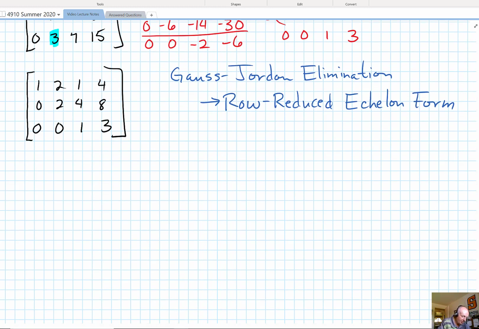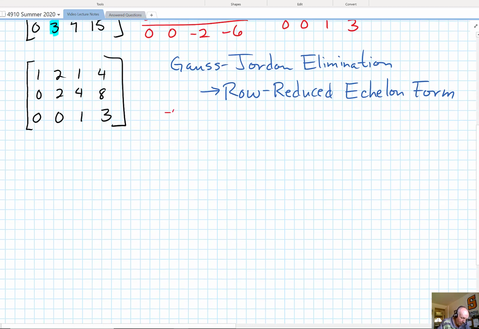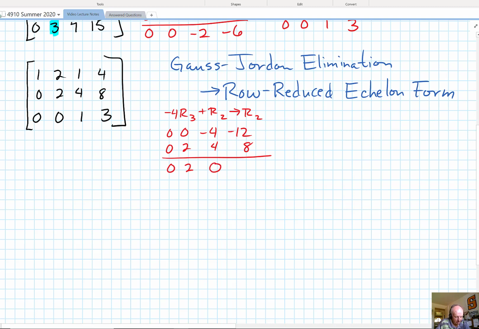We're going to go after the 4 first of all. So we're going to go -4 times row 3 plus row 2 replace row 2. Okay, so -4 times row 3 looks like this, -4, -12. Row 2 is a 0, 2, 4, 8. And so when we add those, we get a 0, 2. Now, the 2 doesn't bother us. We need the 0 there, and we need -4 there. Now, that's going to be our new row 2 here in a second.